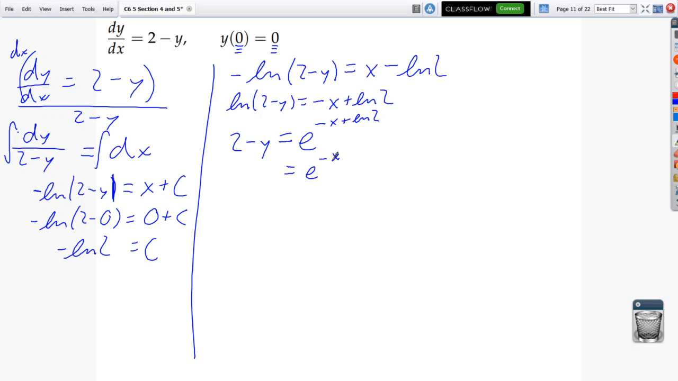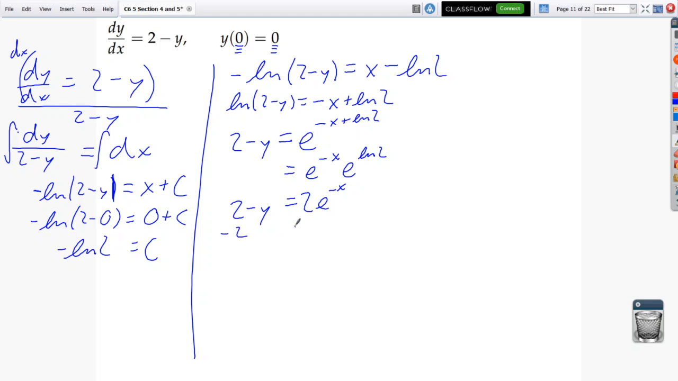Well, over on the right-hand side, just a couple of tricks that I have here. e to the negative x plus ln of 2 is the same thing as e to the negative x times e to the ln of 2. Just using my rules from Algebra 1, Algebra 2, a sum in the exponent is the same thing as a product of the powers. And now I see e to the ln of 2. e to the ln of 2 is just 2. So this becomes 2e to the negative x, using some of those tricks. Again, this is not a calc part of the problem, but it is still something that you should know how to do. Now I've got 2 minus y over here.